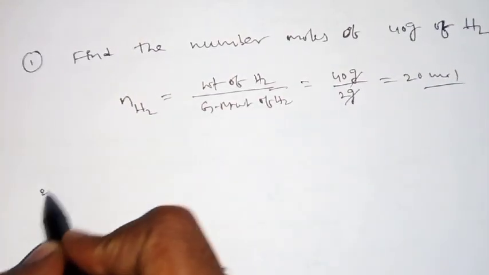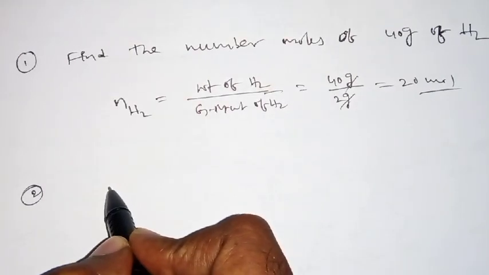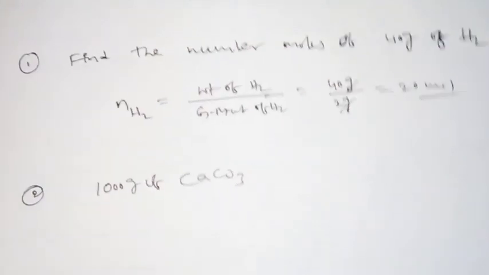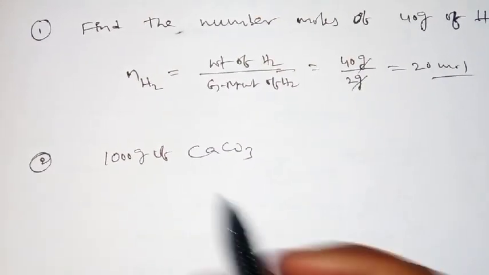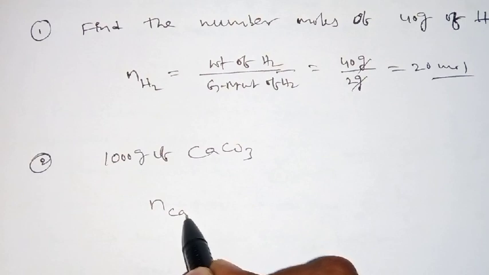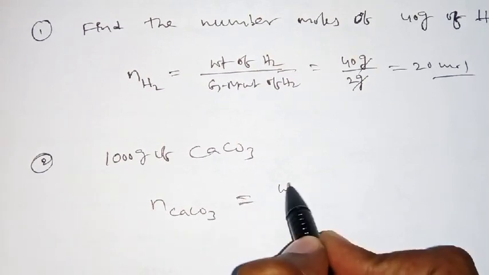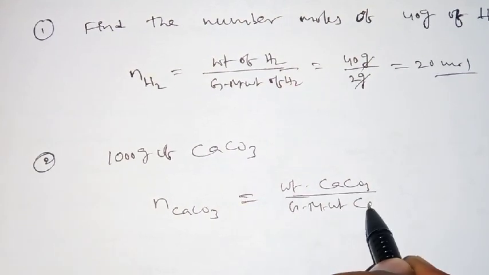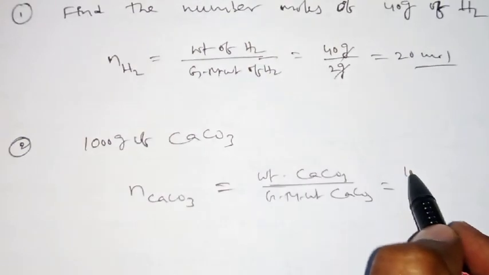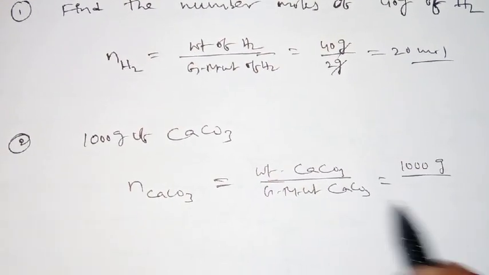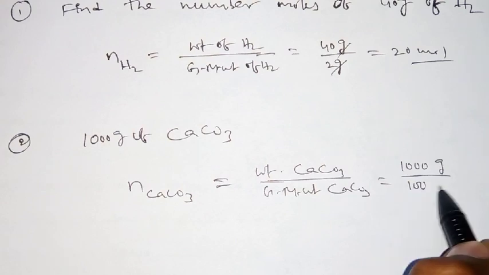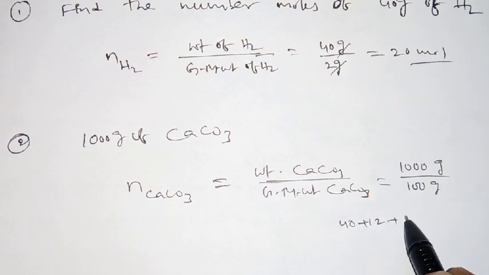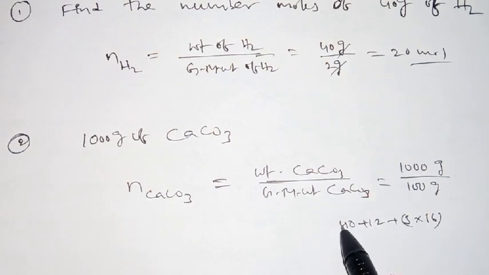For example, find the number of moles if we have 1000 grams of calcium carbonate. How to identify the number of moles? Same formula: number of moles of calcium carbonate is equal to weight of calcium carbonate by gram molecular weight of calcium carbonate. Weight of calcium carbonate, how much is given? 1000 grams. Gram molecular weight of calcium carbonate is 100, because calcium is 40, carbon 12 and oxygen 16, but 3 atoms are there, that is why 3 into 16. If you simplify, you'll get 100.